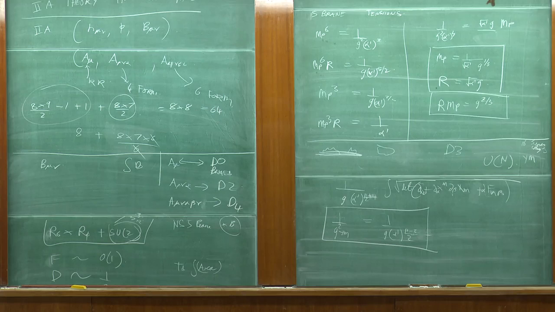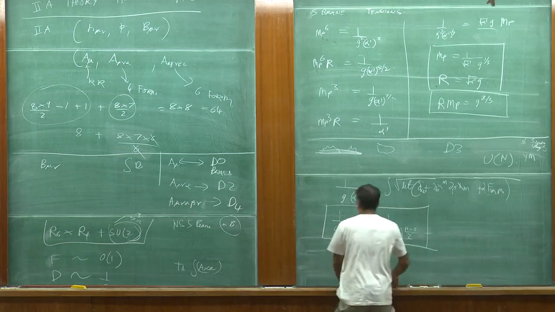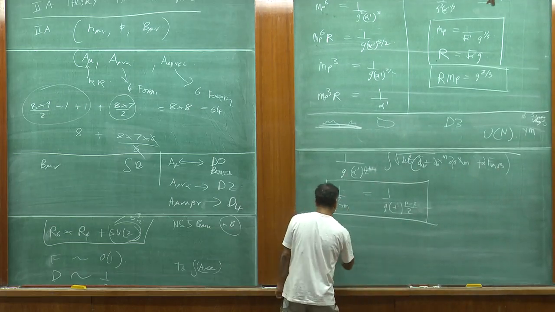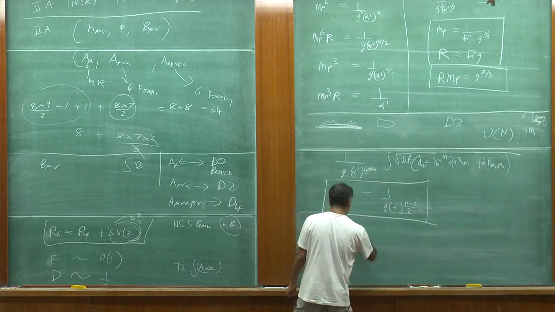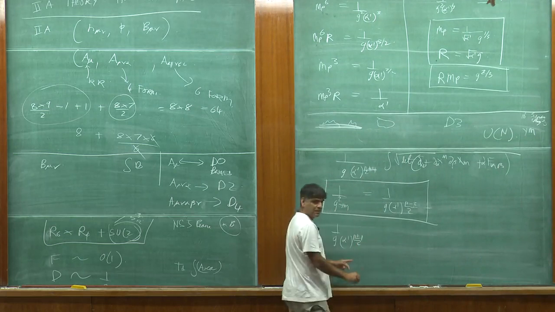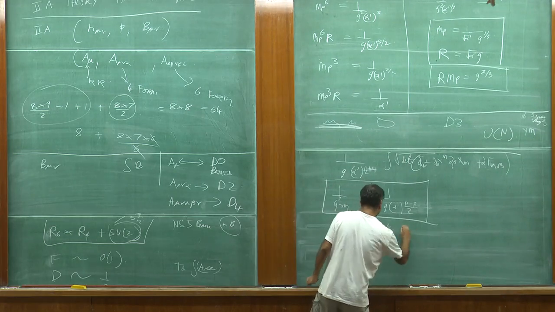Yeah. So let's do it in steps. So this was 1 over g times alpha prime to the power (p plus 1) by 2 times alpha prime squared times F squared.